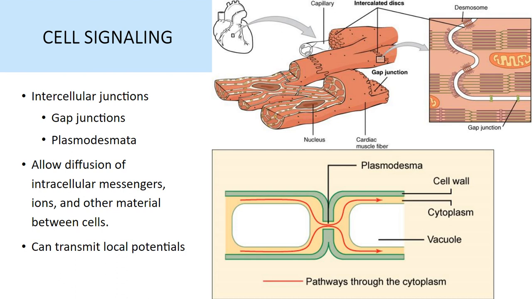Cell signaling is another area where we can reinforce unifying ideas. Anatomy and physiology students are often familiar with the gap junctions that connect the cytoplasm of adjacent cardiac cells, but then they're surprised to discover that plant cells have similar structures called plasmodesmata. Both connections allow the diffusion of intracellular messengers, ions, and other material between cells. These intercellular pathways can also transmit local potentials from cell to cell, allowing both plant and animal cells to communicate with one another.